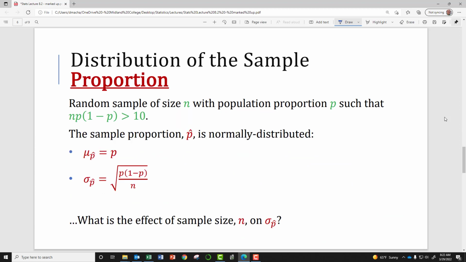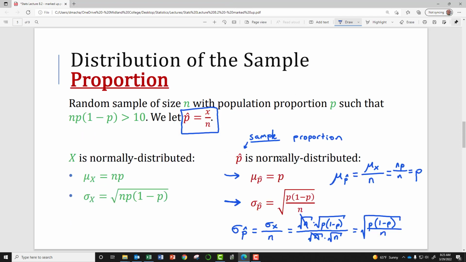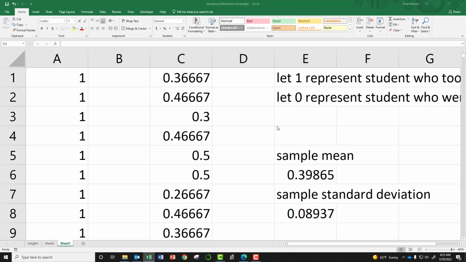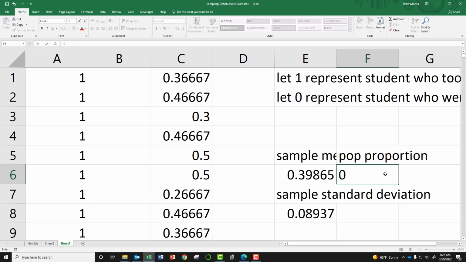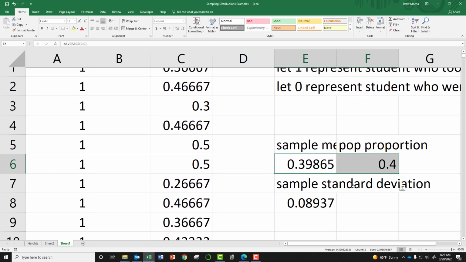And let's go back to our previous example that I used and worked in Microsoft Excel and see if those formulas actually hold. Let's see if the mean of all of my sample proportions is equal to the population proportion. Well, it was pretty close. My sample mean of all my sample proportions was 0.399, and the population proportion is 2/5, or I should say 2,000 divided by 5,000, which is 0.4. That's very, very close, obviously.